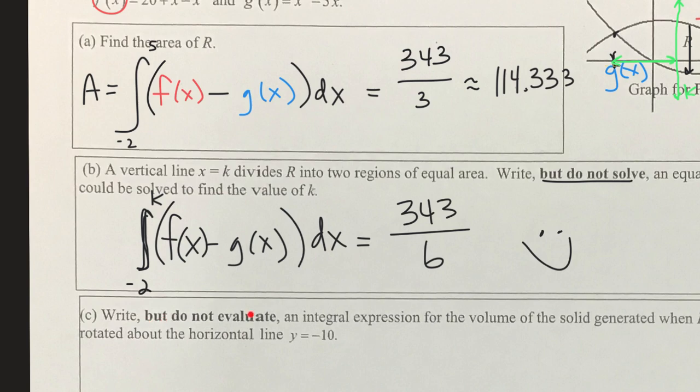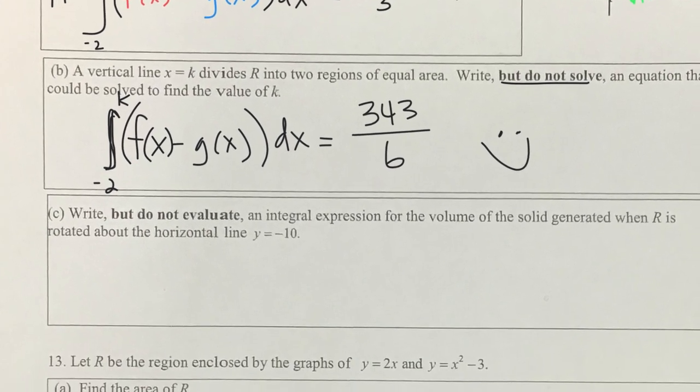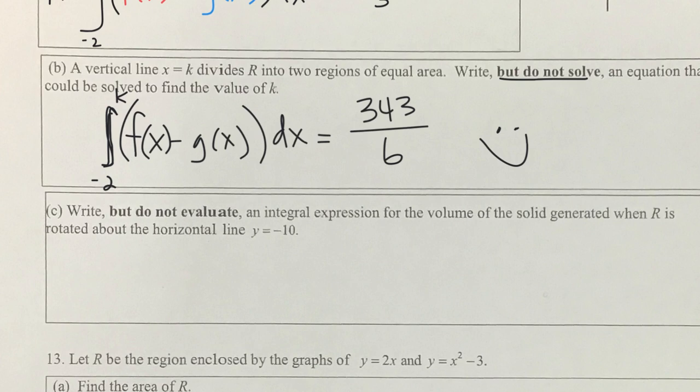And then the third one: write but don't evaluate an integral expression for the volume when rotated around the line y equals negative 10. Okay, the horizontal line y equals negative 10. So let's come back up here and see where that would be.